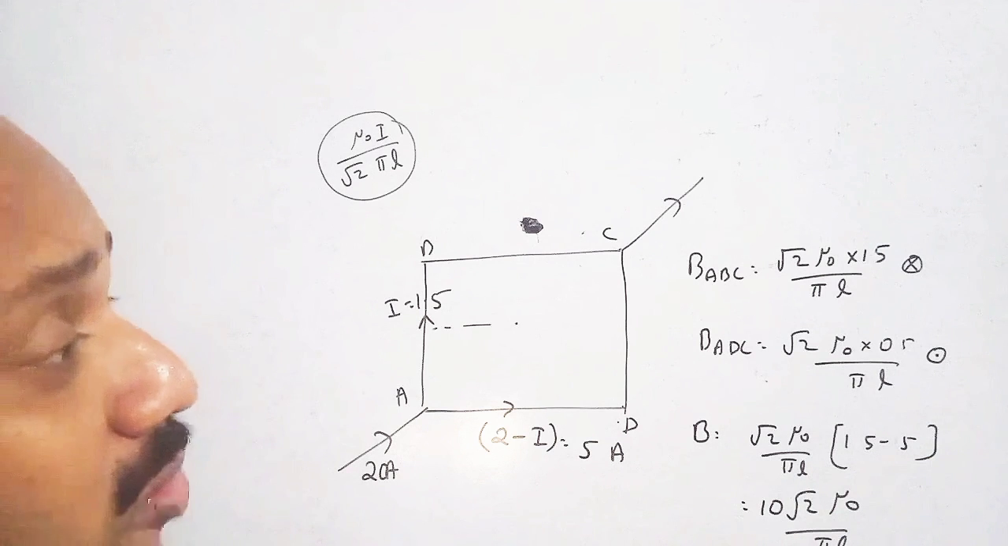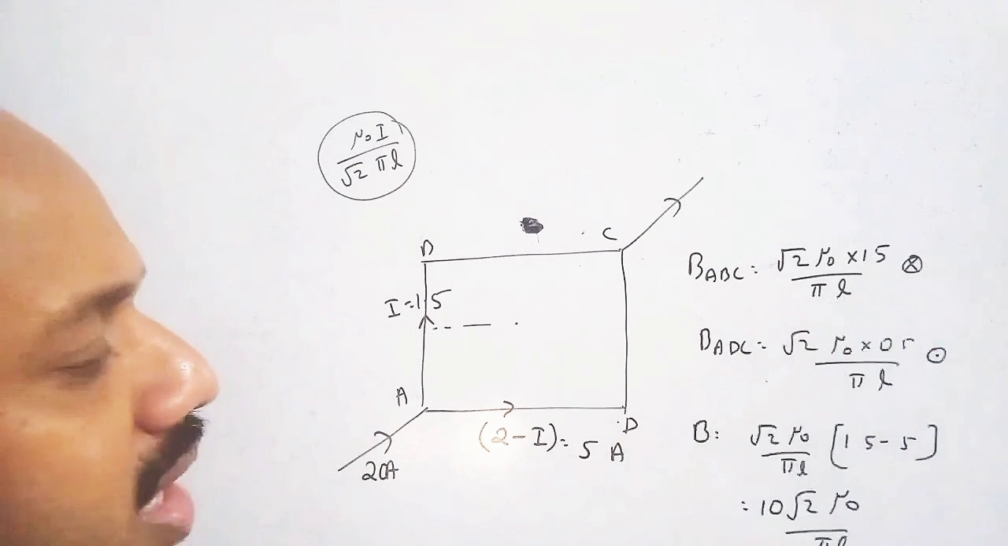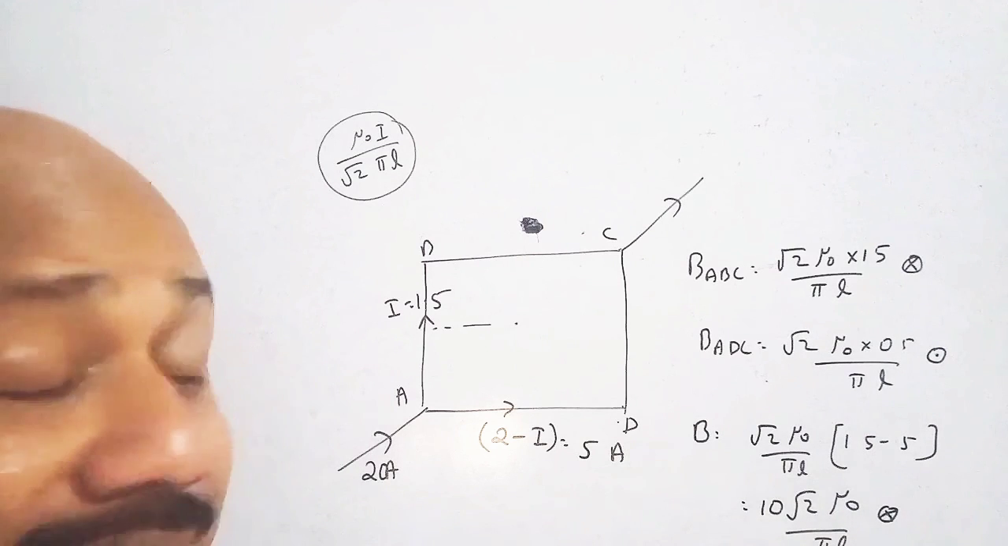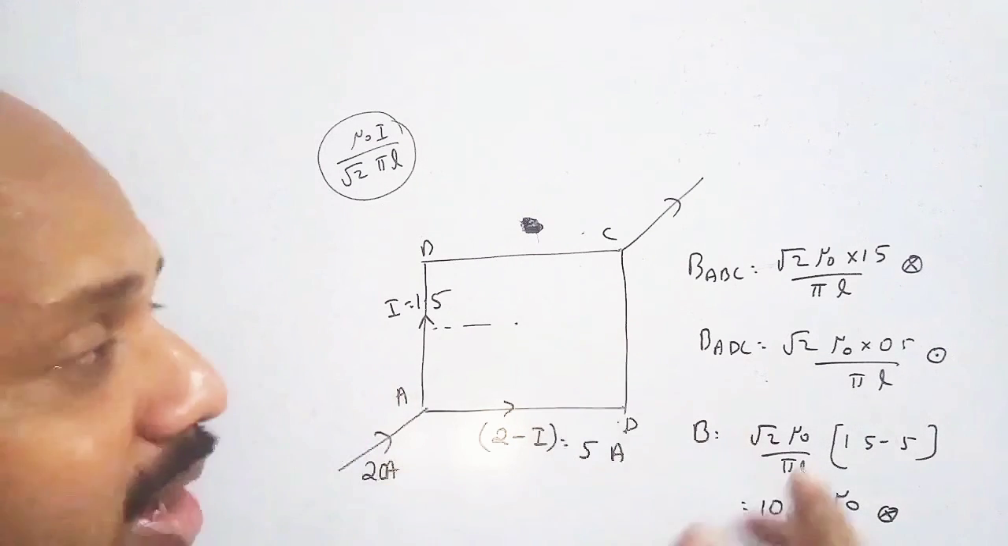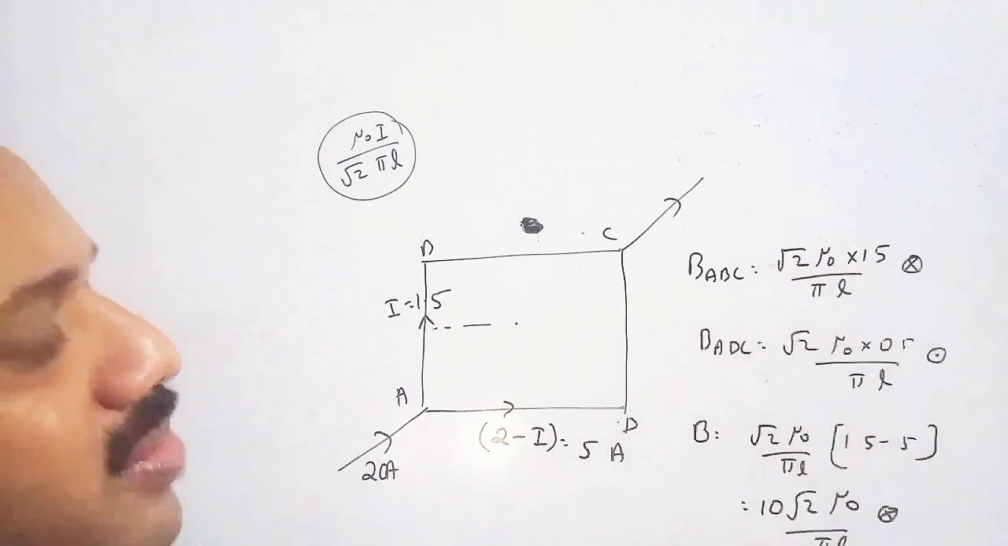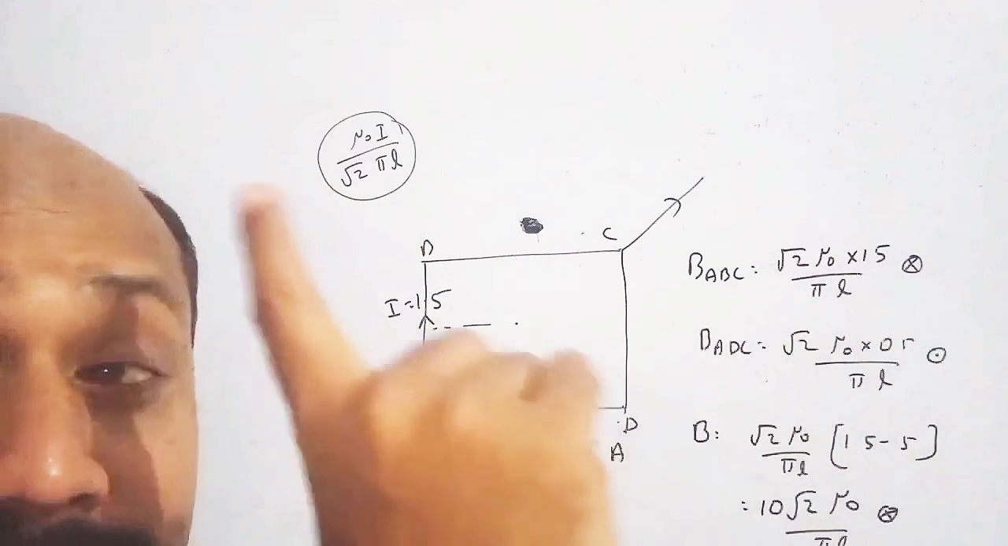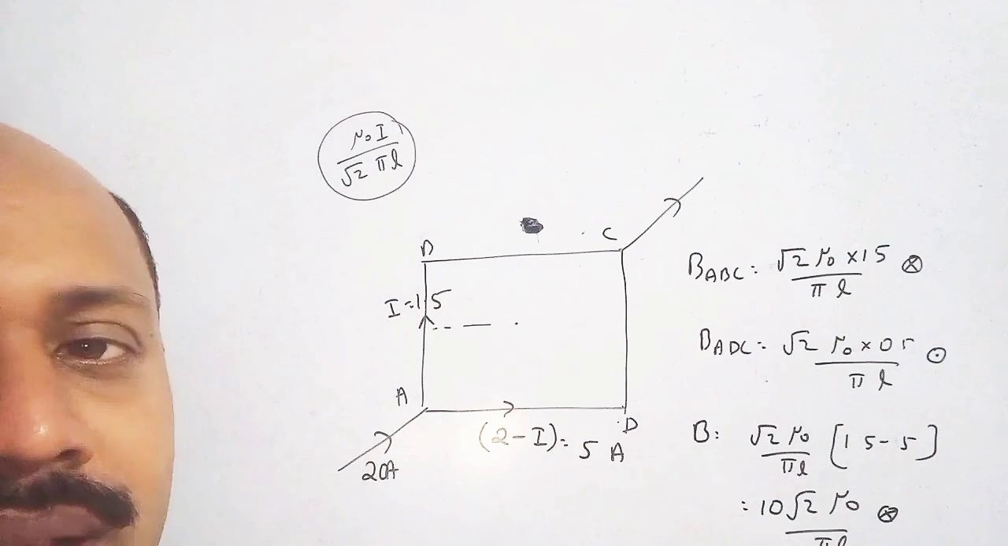Is it into the plane or out of the plane? This is the bigger one, that is into the plane. When we are taking two vectors in opposite directions, the effective vector should be in the direction of the bigger one. This is the bigger one, 15 times. Therefore, it is into the plane. The choice is 1.